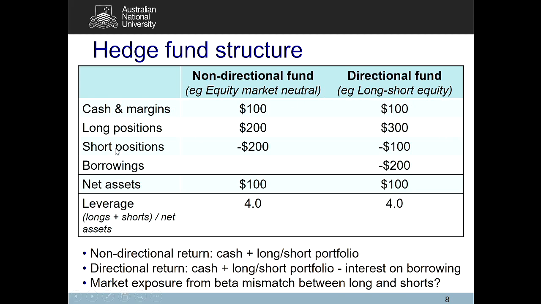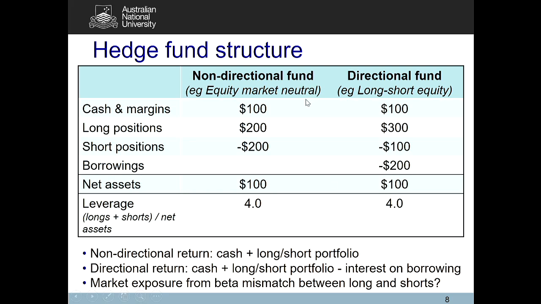Now, this is created so that both funds have a leverage ratio of 4. And the way we calculate leverage for hedge funds is we sum all of their positions together, their longs and their shorts, and we divide it by their net assets. So how many positions are they leveraging off the net assets that they get from investors?